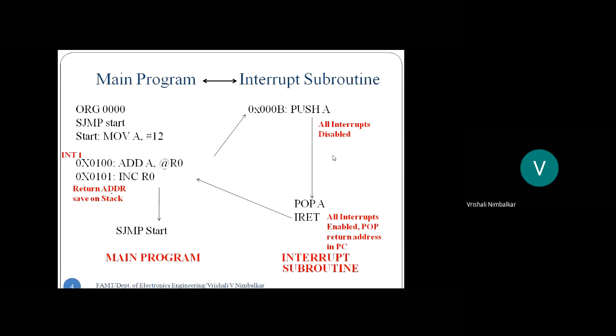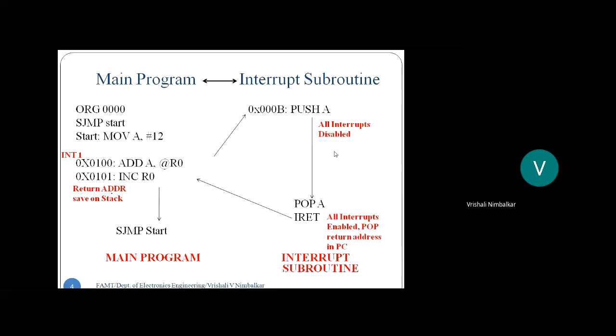Correct? But we can change this. We can make nested interrupts. How can we do that? Whenever we jump into the ISR, I will write an instruction to enable the interrupt. By default, the interrupts are disabled. No problem. I will write an instruction. I will again enable the interrupts in the ISR. And now the microcontroller is ready to receive another interrupt in the ISR.